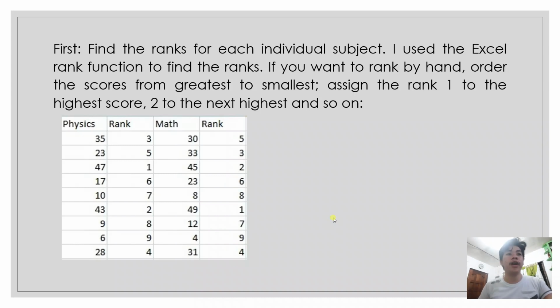In physics, you got 35, and that's our x variable, and that is rank 3. And then in math, you got 30, and math is our y variable, and that was rank 5. Physics: 23, rank 5; 47, rank 1; 17, rank 6; 10, rank 7; 43, rank 2; 9, rank 8; 6, rank 9; and 28 is rank 4. Math: 30 is rank 5, 33 is rank 3, 45 is rank 2, 23 is rank 6, 8 is rank 8, 49 is rank 1, 12 is rank 7, 4 is rank 9, 31 is rank 4.